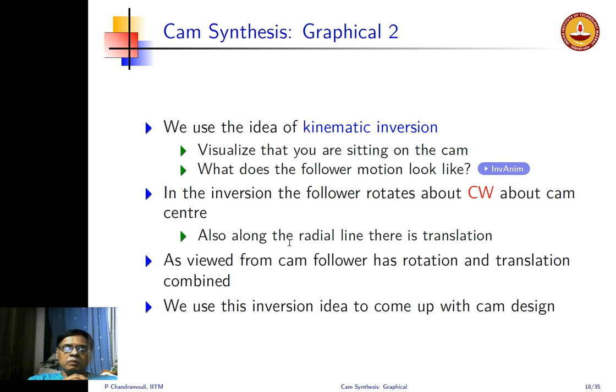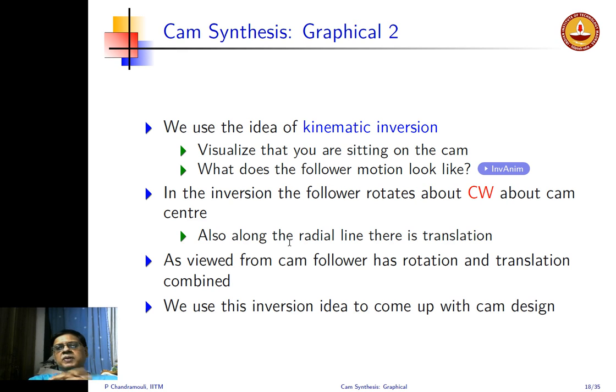Since it is a radial follower, the follower translation axis always passes through the cam center. But if you look at the follower sitting on the cam, you will see that the axis is rotating, but the follower is also translating along this axis. So what was purely a translation motion in the fixed frame now has both rotation as well as translation along the axis. We are going to use this philosophy to come up with the cam design.